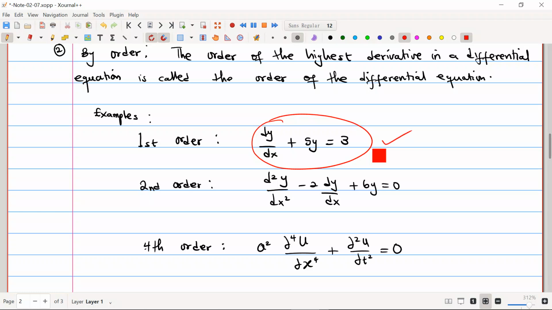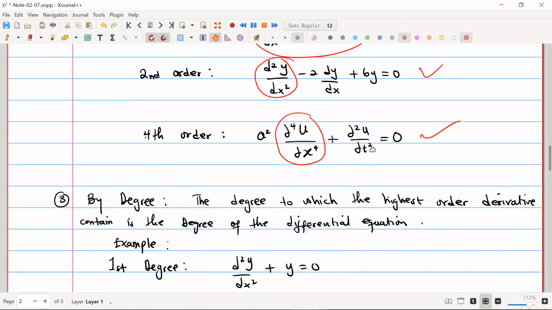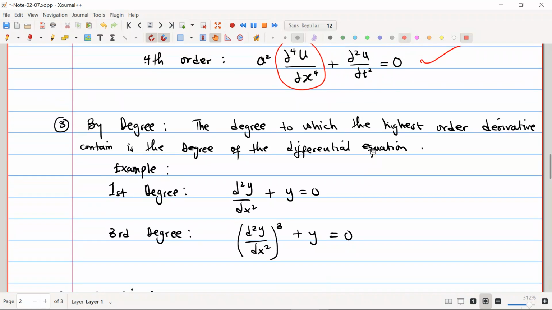Now, second order because we have the second derivative in this second example, and this is a fourth order because this is a fourth order derivative, and this is a partial differential equation. These are just ordinary differential equations. In classification by order, we don't care whether you have an ordinary differential equation or a partial differential equation. The most important thing we look at is the order of the derivative, right? So that is it. Now we have another one, classification by degree.